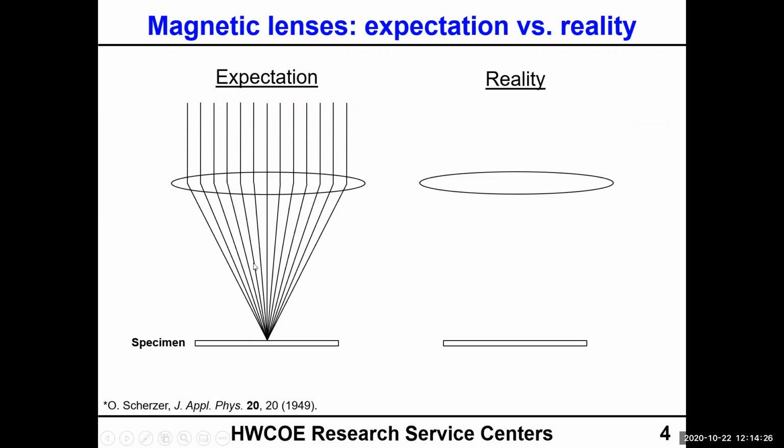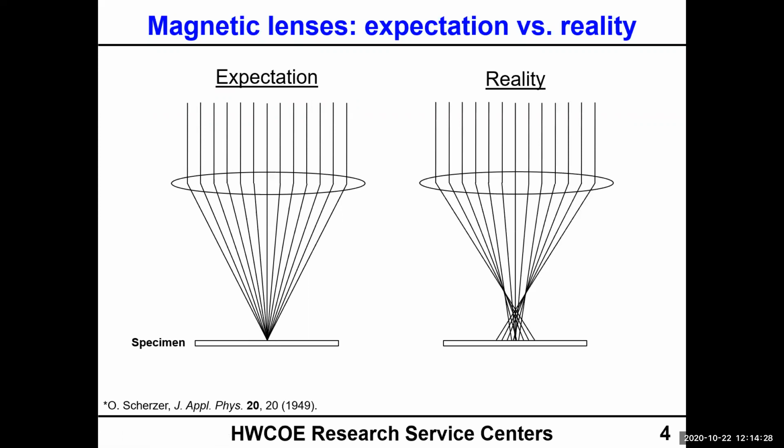The reality, unfortunately, looks like this. Okay, so you can see that these electrons that are deviated from the center of the lens, which we call the optic axis, they get bent excessively and they don't end up getting focused where they should be. They get focused above the intended focal point, if you will. This is what spherical aberration is.